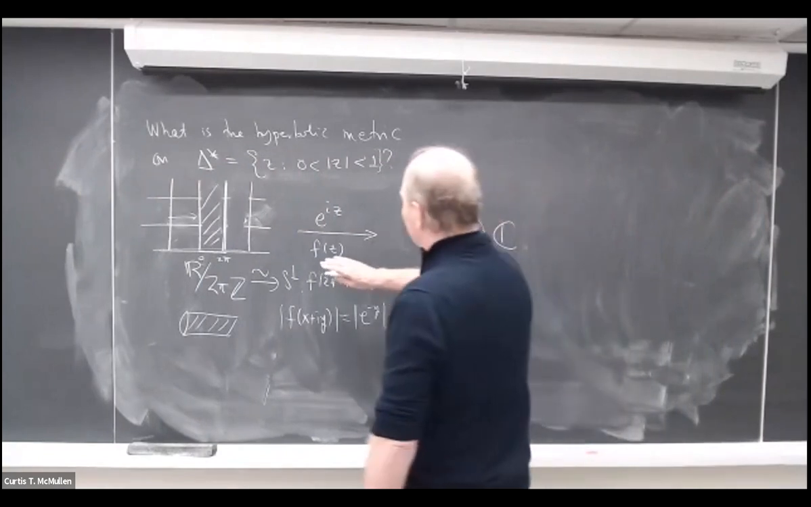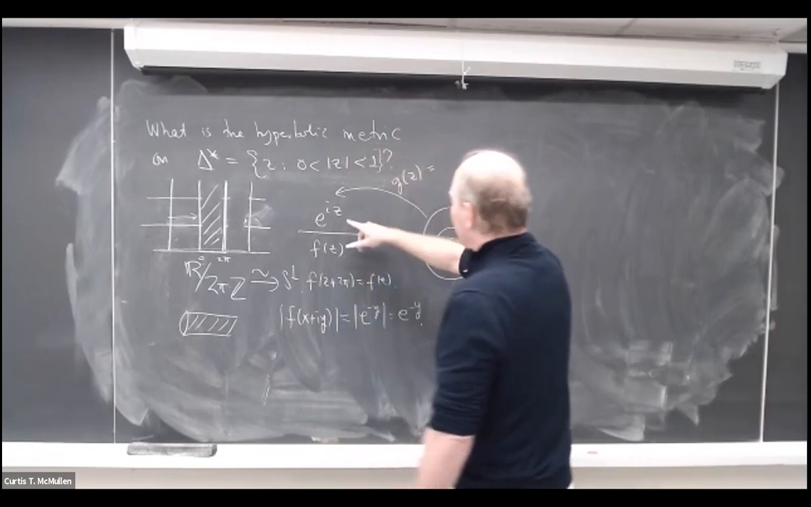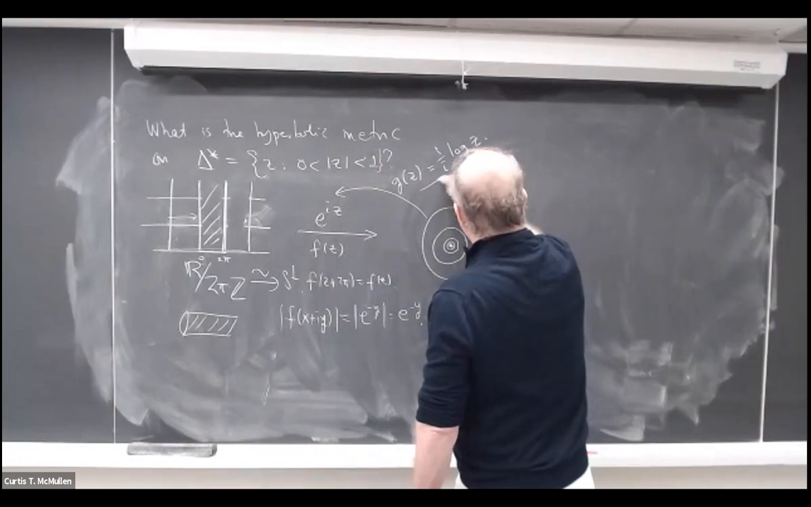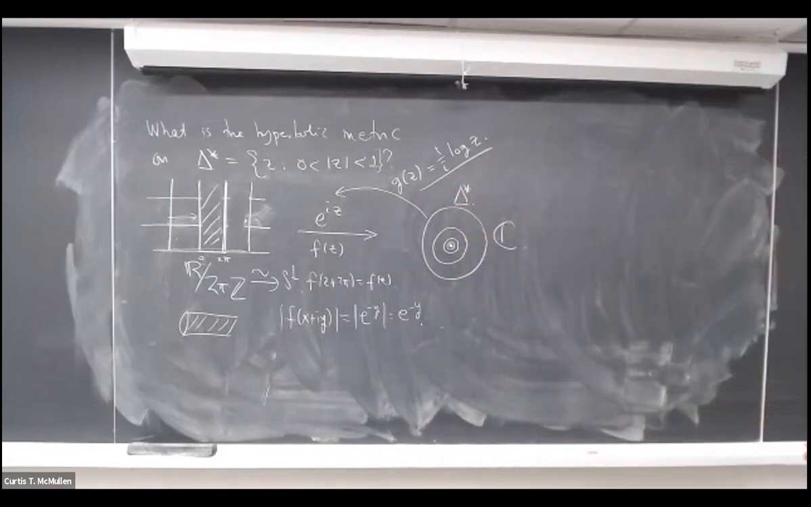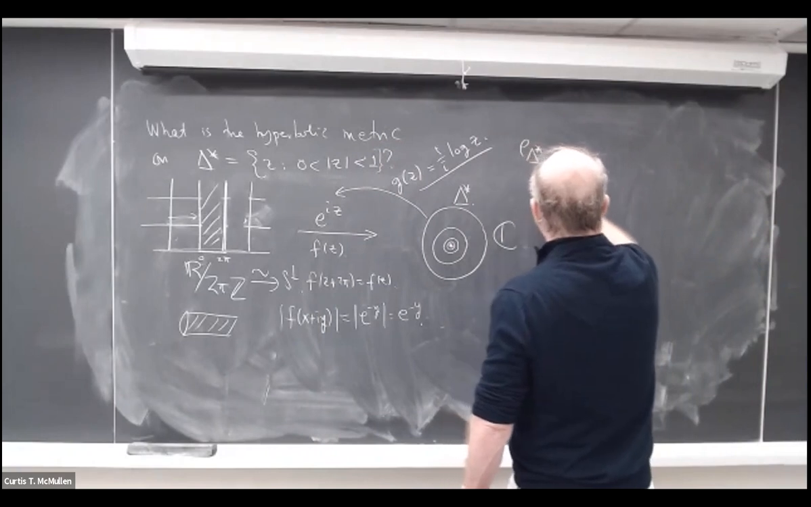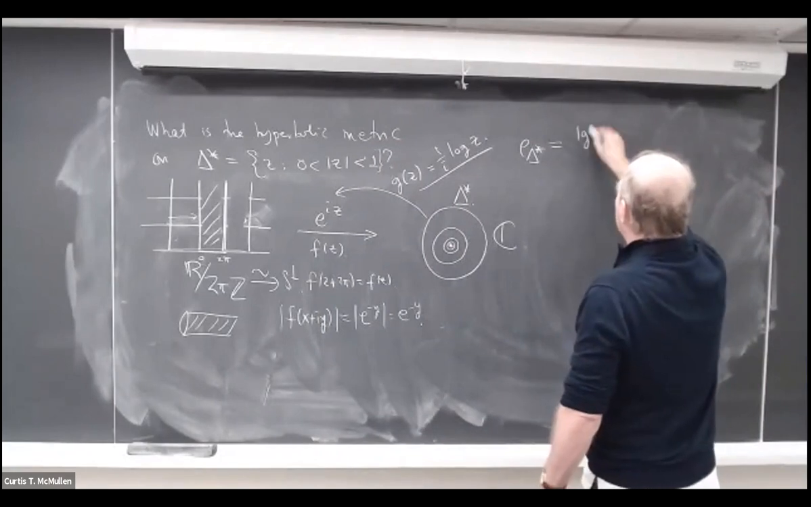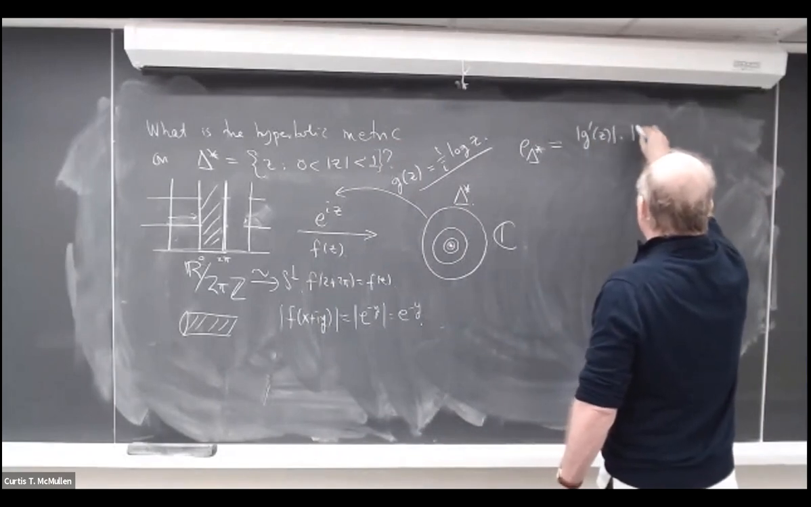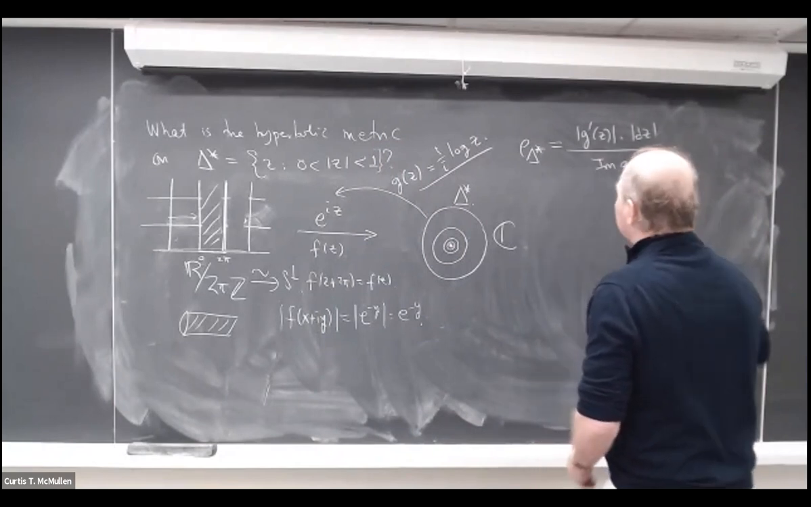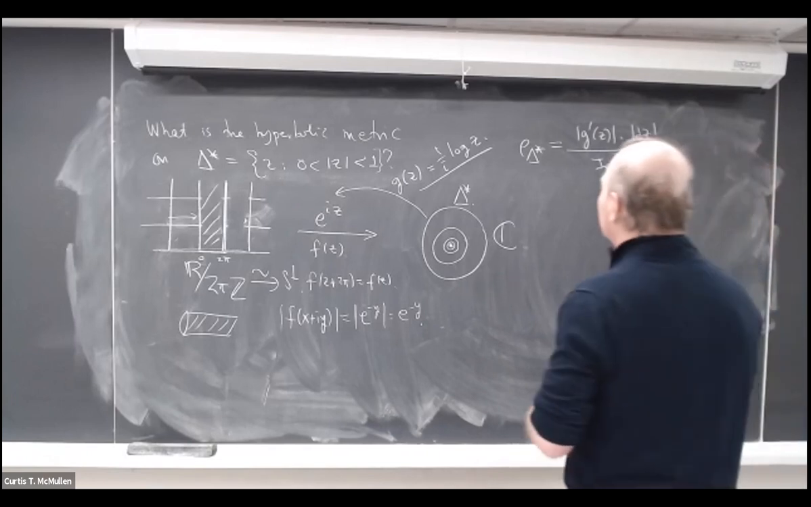Well, to find its hyperbolic metric, I prefer to use the inverse mapping, g of z. So the inverse of this function would be given by 1 over i log z. Now, of course, that's multi-valued, but it's going to turn out not to make any difference. And then the hyperbolic metric on the punctured disk is given by, as usual, the absolute value of g prime of z times dz divided by the imaginary part of g of z. Okay, so we need to know the absolute value and the imaginary part of a logarithm.